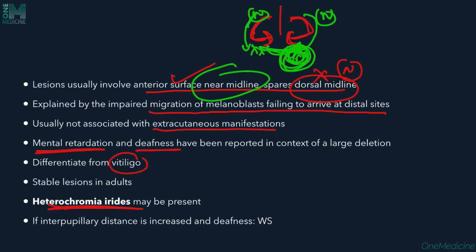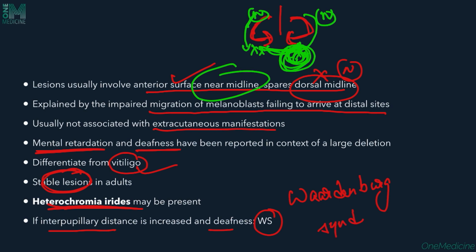We have to differentiate it from vitiligo. These are stable lesions. Vitiligo will progress, whereas this is a stable lesion. If the interpupillary distance increases and if there is deafness, then Waardenburg syndrome has to be kept in mind. Waardenburg syndrome is another neurocutaneous disorder. So if that is there, then this syndrome has to be kept as a differential diagnosis.